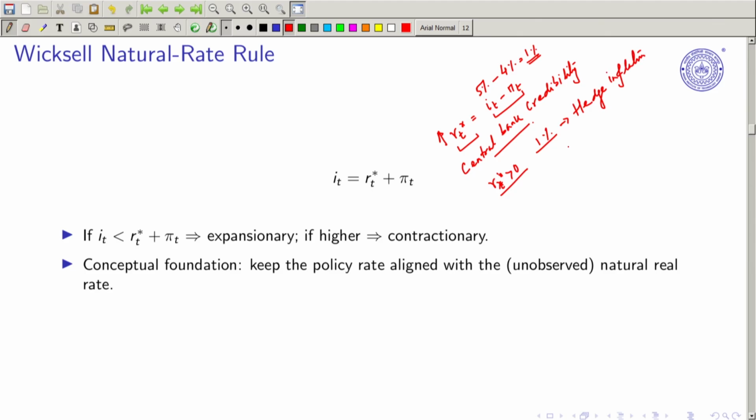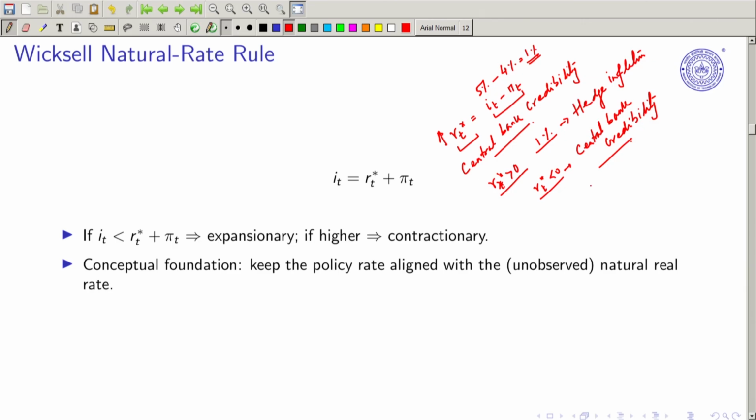But in real life, it is not always the case. If the r_t star is less than 0, then this creates big trouble for the central bank credibility, right? Now, what is the purpose here?